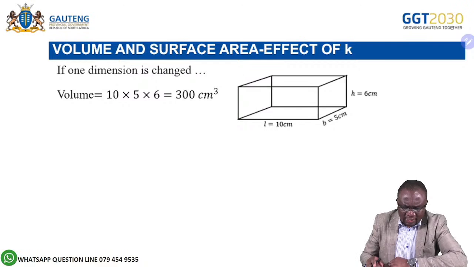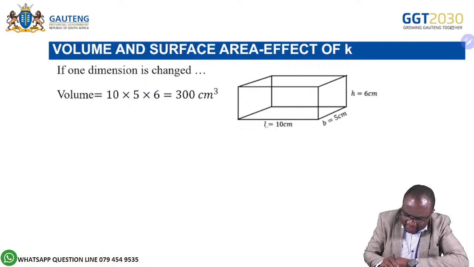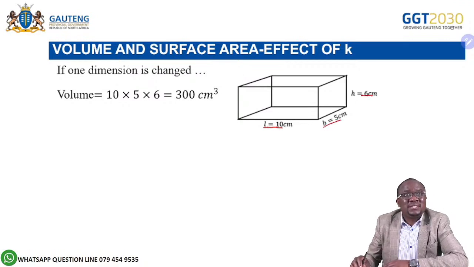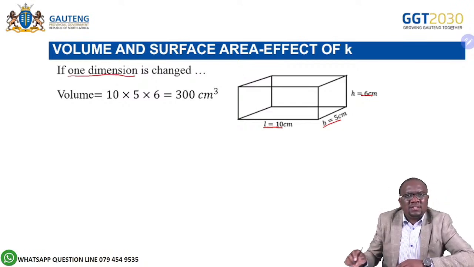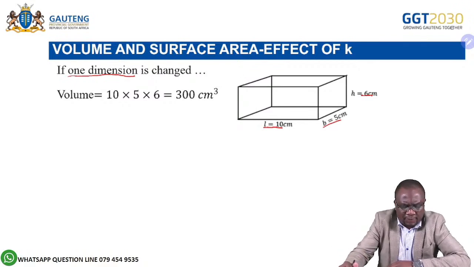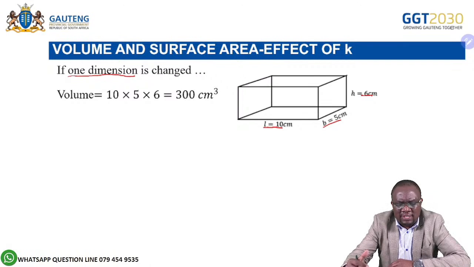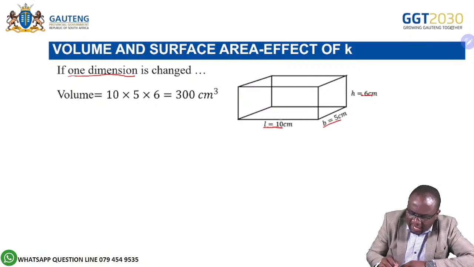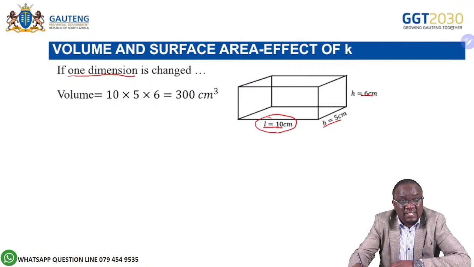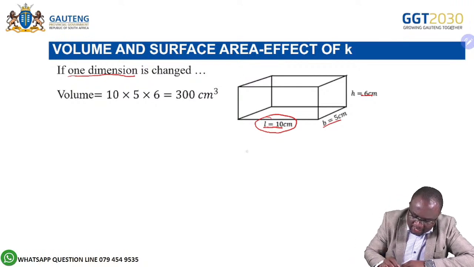Now, we have this rectangular prism, 10 times 5 times 6, which is 300 cubic centimeters. So what if one dimension is changed? We have used 2 a lot, so let's say by a factor of 5. Let's multiply our length by a factor of 5. It becomes 50. So our new prism is going to have these dimensions.